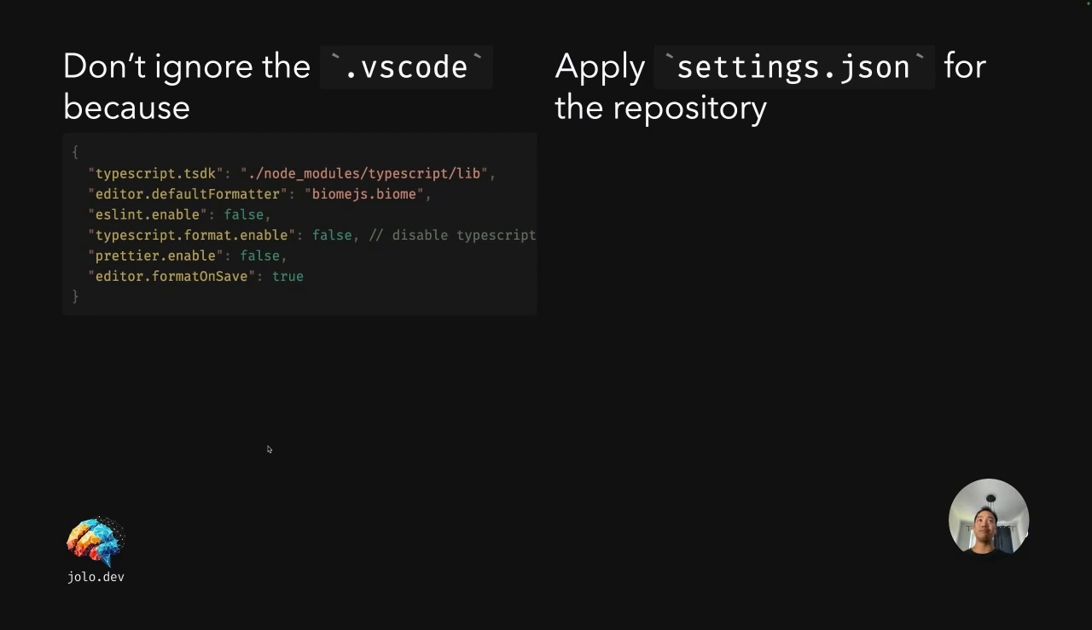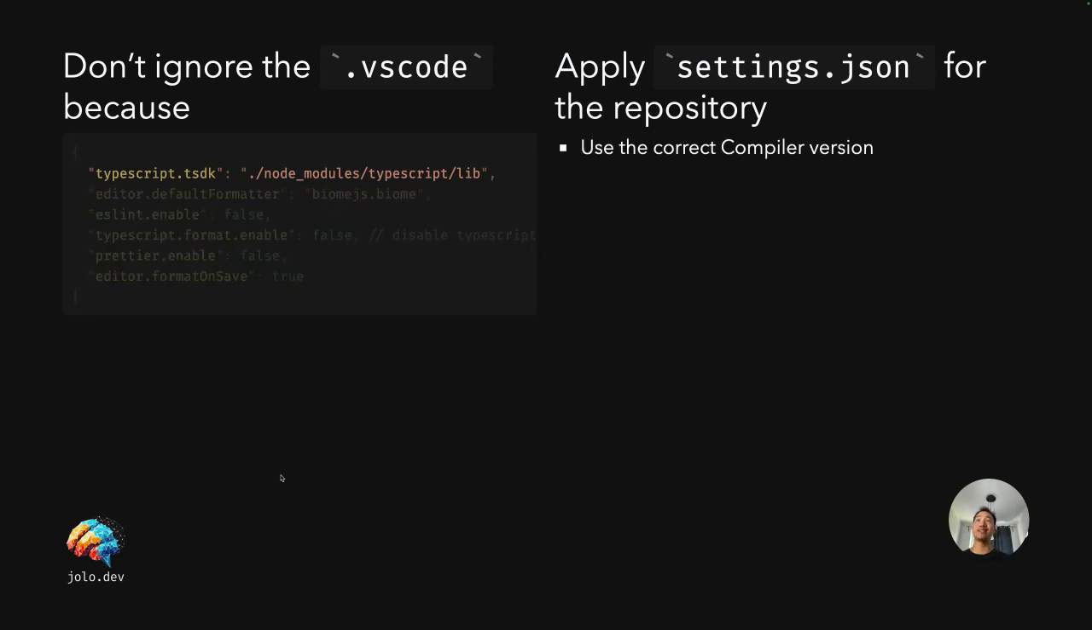Don't ignore the VS Code folder, because as I said, you can apply settings for the repository. So let's say we work on a TypeScript project. We can use the correct compiler version by saying, okay, whenever I use npm install, I know the TypeScript library is also installed. So I can tell VS Code, okay, point to that library. That makes sure that you use the correct TypeScript version.